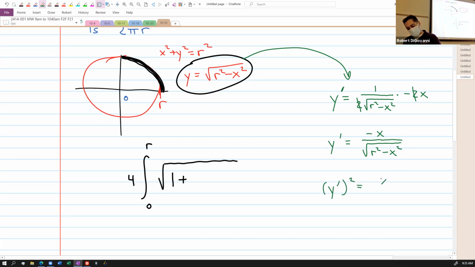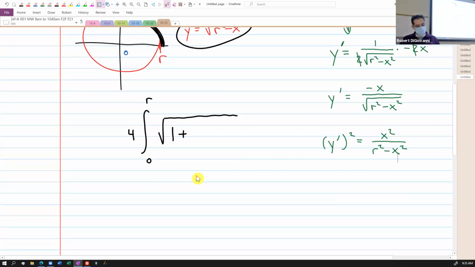So I square the top, I just get x squared, the negative goes away, and I square the bottom, and hey, the square root goes away. I'm actually kind of excited about this now. Right? Square the top and bottom, this ain't bad. I still need to add 1 to it though, right? So I think it's ready to go into the integral. Let's put it in here. Any questions?